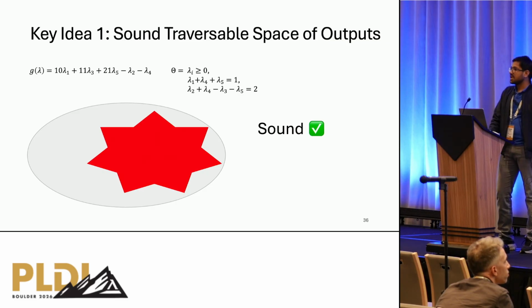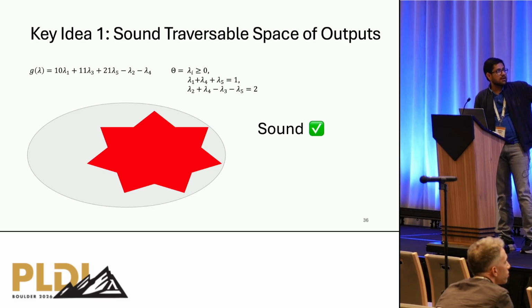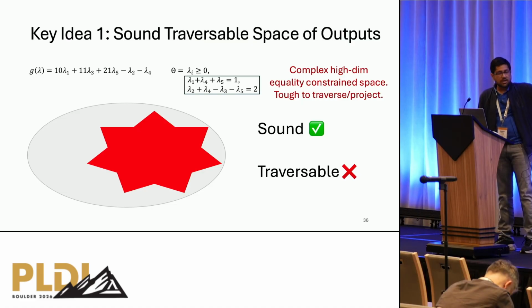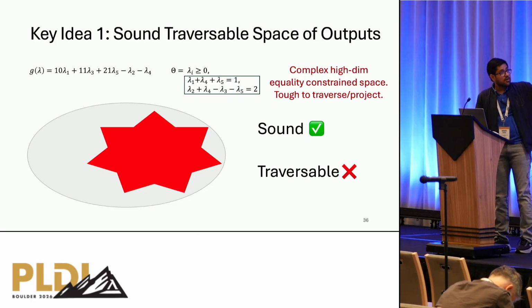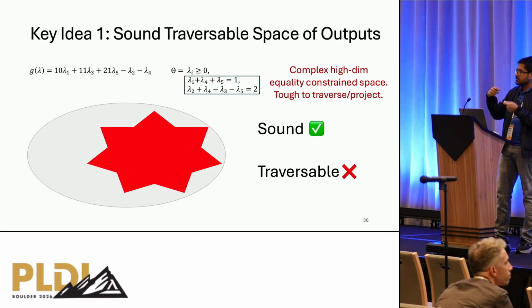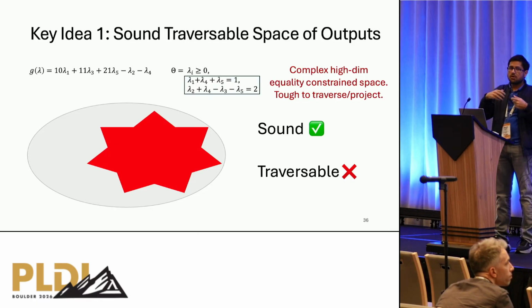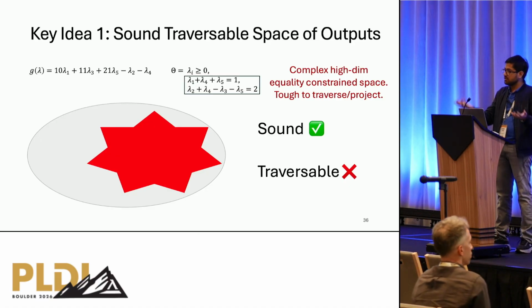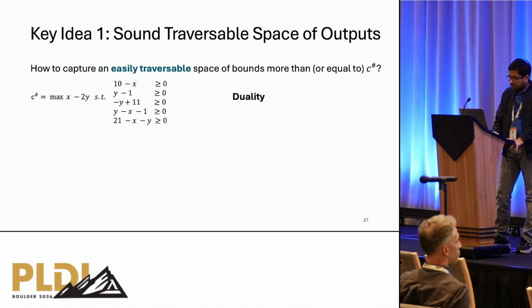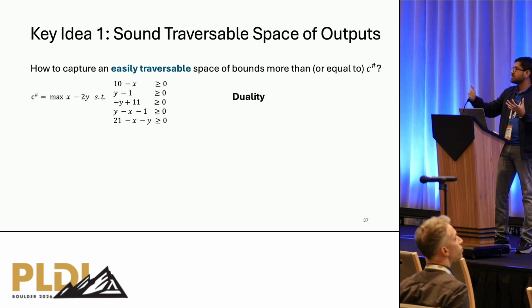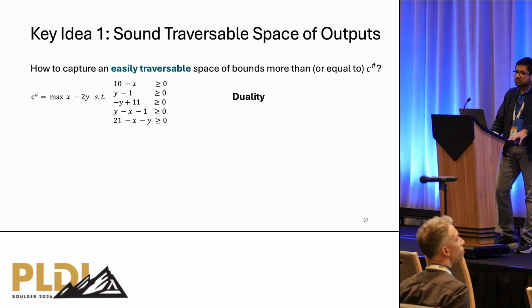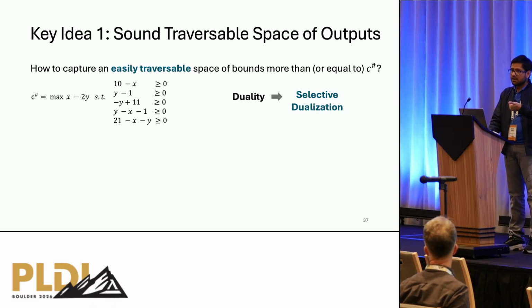But when we use the standard duality, the space of bounds which we get, the G lambda space, is sound, but it's not very easily traversable. Because if you see, for this small case, we had 5 multipliers and these equality constraints, which makes it harder to sample from this space and also traverse this space. So our task is not only to get a sound space of outputs, but to get an easily traversable sound space of outputs. That's why we come up with this selective dualization technique.